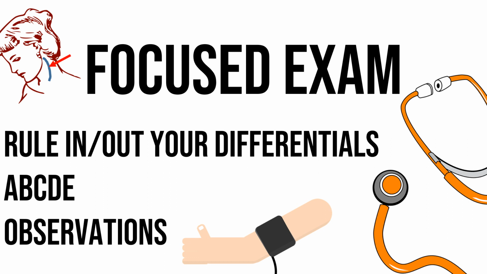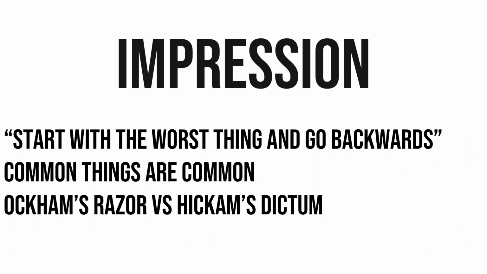So in A&E, use a focused exam to rule in or out the differentials you got from your history. I like to do an abbreviated form of an ABCDE approach. The patient's observations should supplement the exam. Come up with a differential diagnosis. One approach is to start with the worst thing that could be going on and go backwards. This is a useful way of rapidly ruling pathology in or out, and I find it uses your brain's slow and fast thinking.